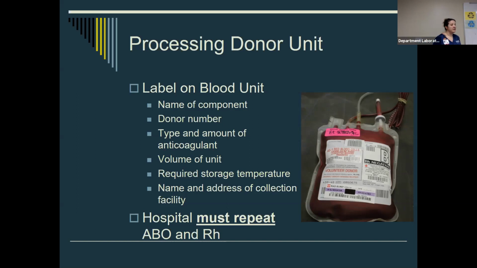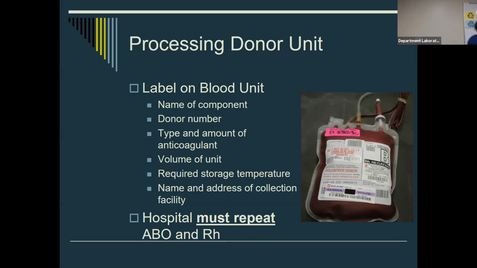The receiving hospital must confirm the ABO-RH of these donor units. So oftentimes when you receive a shipment from your donor facility, you will pull those donor units out, log them into your inventory, and then repeat the ABO-RH testing on each of those units to confirm it.